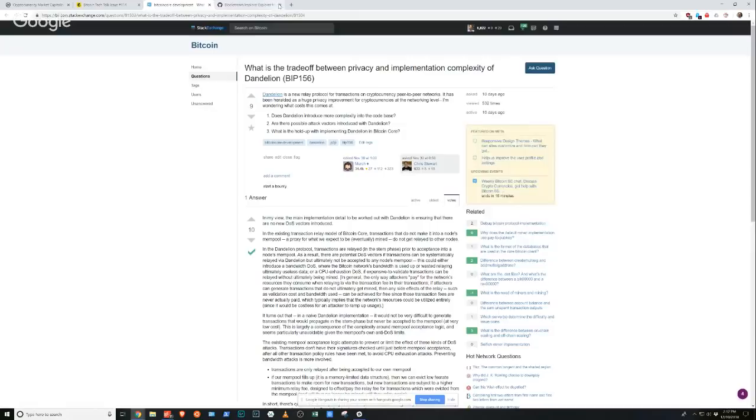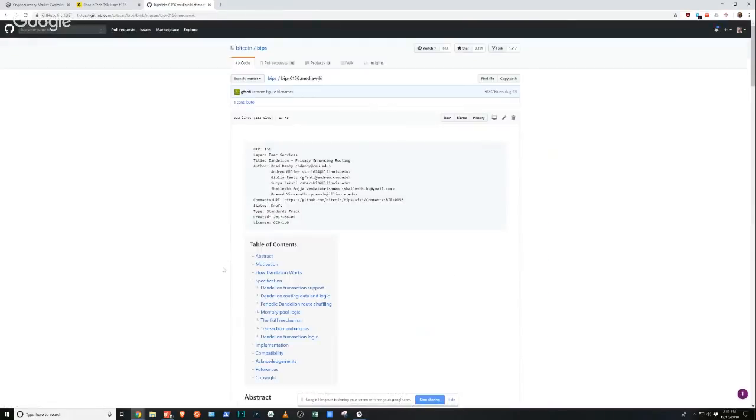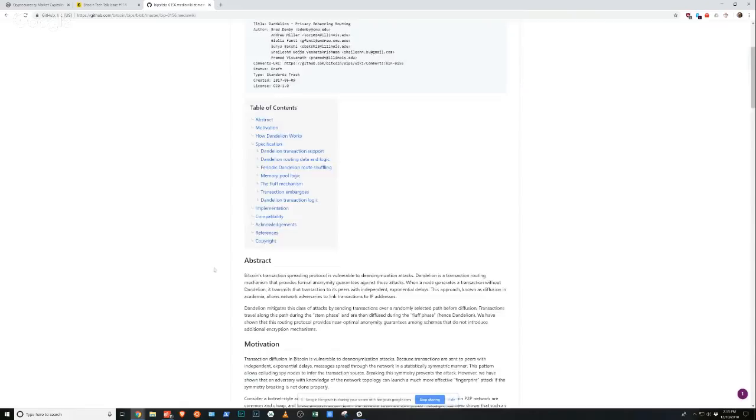Here's another one. This is about the trade-off between privacy and implementation complexity of Dandelion. Yeah, so this is a new relay protocol for transactions, right? And we can just sort of take a look at it. It's BIP 156, privacy-enhancing routing.